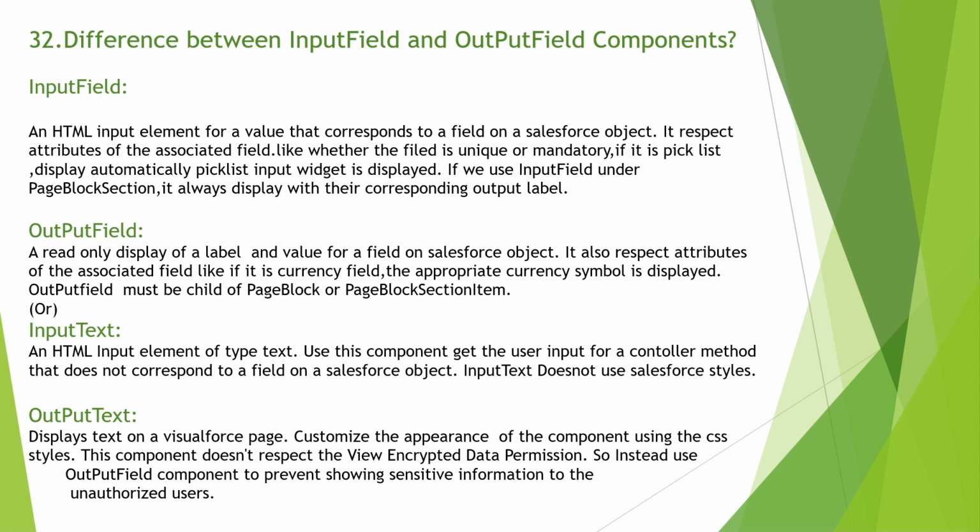Output field: a read-only display of a label and value for a field on a Salesforce object. It also respects attributes of the associated field, like if it is a currency field, the appropriate currency symbol is displayed. Output field must be a child of page block or page block section item.